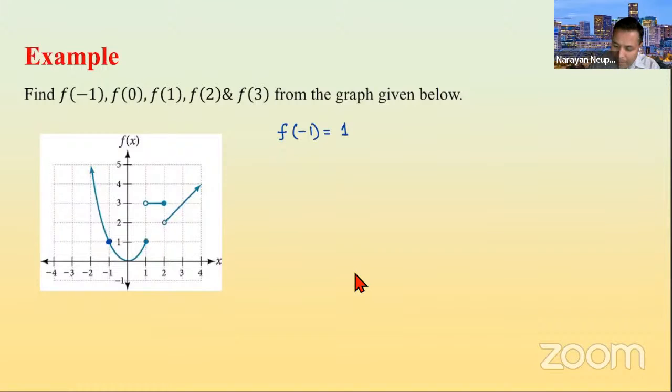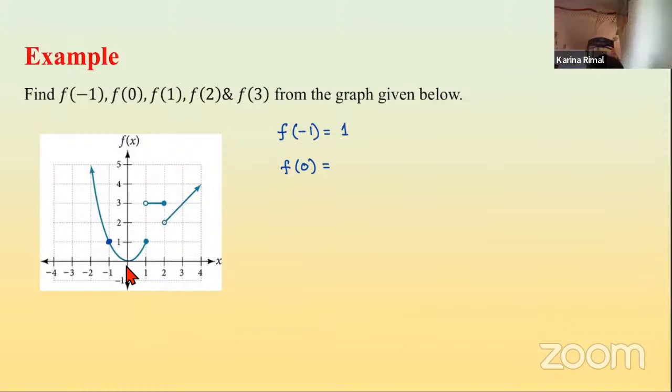Now let's see. Next one is we have to find f of 0. So Karina, could you please unmute yourself? It's 0. That's right, because when you're looking for f of 0, it is the point here at the origin. So the y value is also 0. So f of 0 is 0. Thank you, Karina.